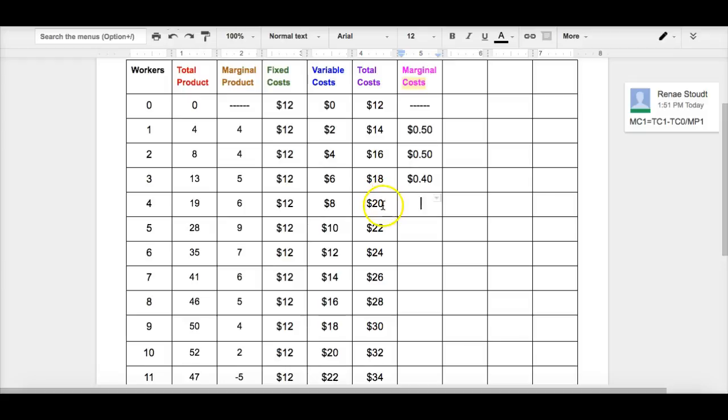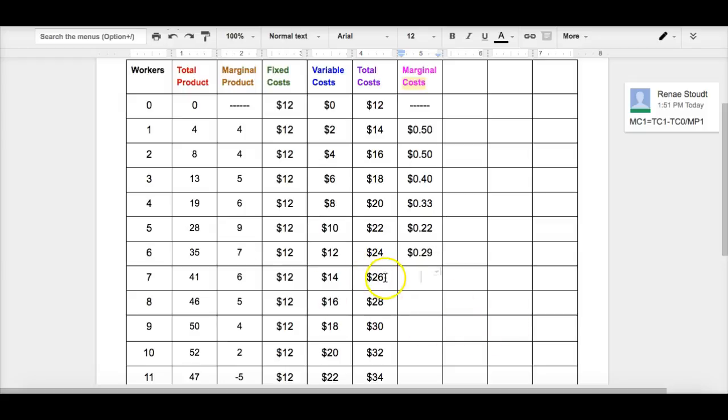At 4 workers, we're going to subtract 20 minus 18, which is 2, divided by 6, which will give us 33 cents. At 5 workers, we're going to subtract 22 minus 20, which is 2, divided by 9, which will give us 22 cents. At 6 workers, we're going to subtract 24 minus 22, which is 2, divided by 7. 2 divided by 7 will give us 29 cents.